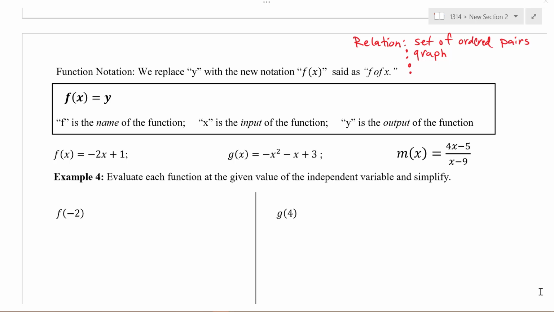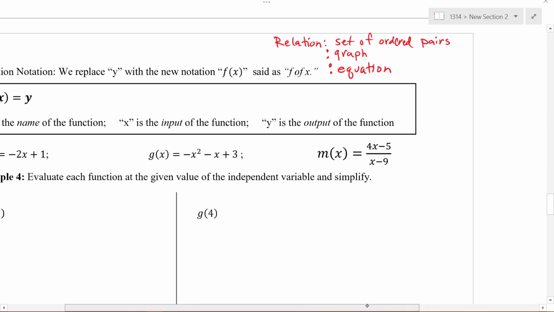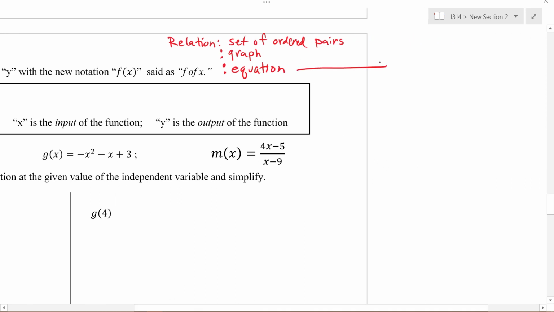Alright, so we talked about that we can view a relation as a set of ordered pairs, also as a graph, because a graph really is just a picture of a set of ordered pairs. We can also talk about a relation in the form of an equation. Alright, let's talk about why we can do it in the form of an equation.